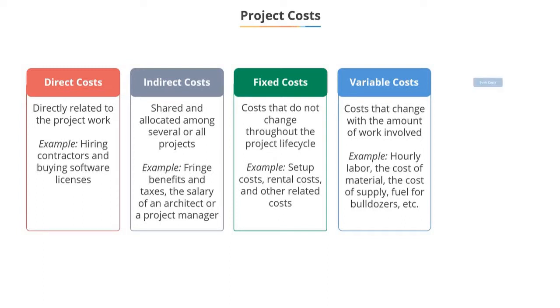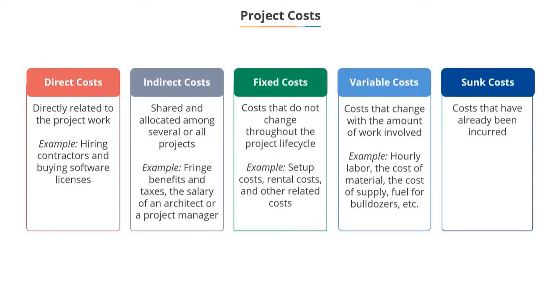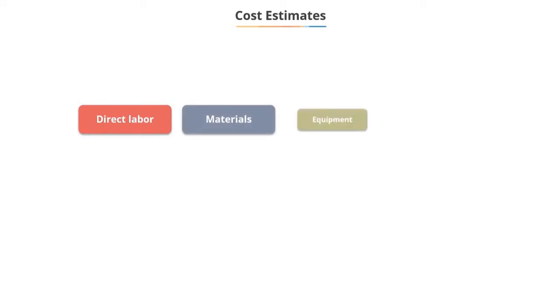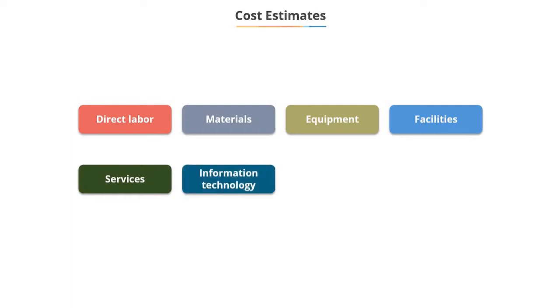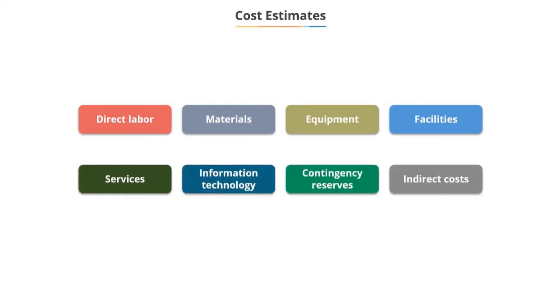Lastly, we have sunk costs. These have already been incurred, which means money has already been spent. These costs are not considered in business cases, but they are essential to know about. An example can be cost incurred in R&D for a product conceptualization. The cost estimates include direct labor, materials, equipment, facilities, services, information technology, contingency reserves, indirect costs.